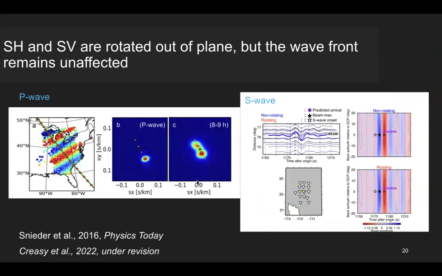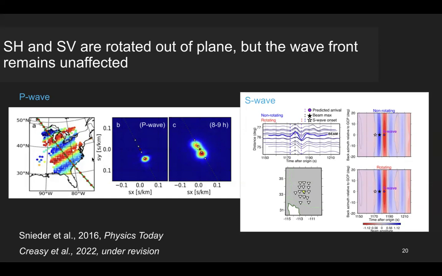There was a previous paper. I know this is out of date; my paper is not under revision, it's not published. But this paper, Sneeder in 2016, looked at P waves, because for the P waves we were only seeing the changes for the S waves. P waves are not really impacted significantly at all by Earth's rotation.